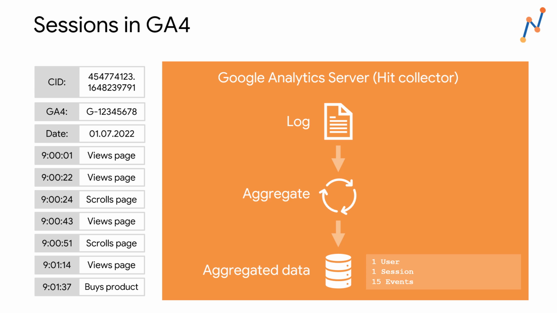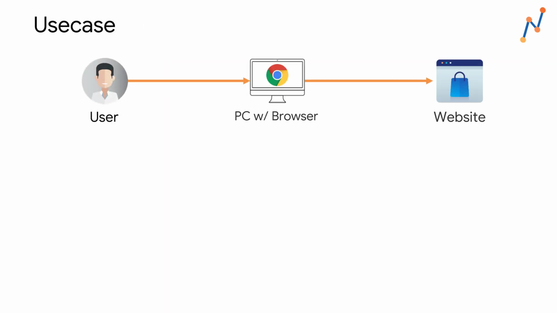You might now think, hold a second, 15 events? Where do 15 events come from? And you're absolutely right to ask this question. I'll have to show you a use case which is a bit simpler to answer this question. And the use case looks like this.